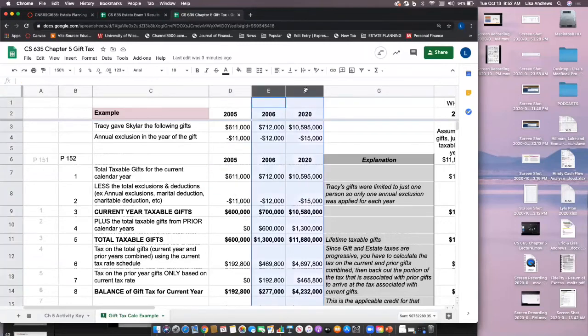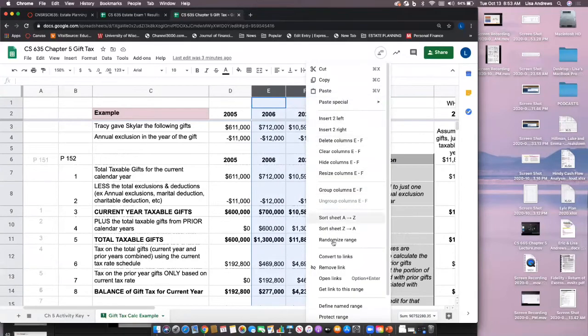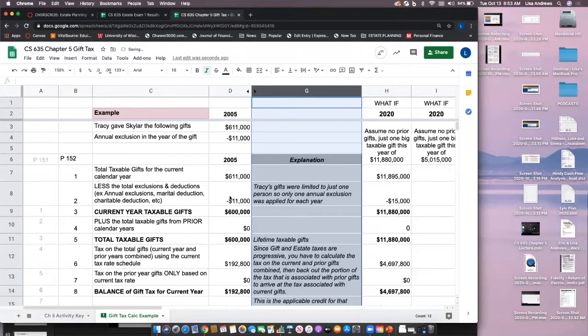Hooray. I'm going to hide these so it's not so. Hide. And so his current year taxable gifts, 600,000. He never made a taxable gift before. So his total taxable gifts, lifetime. That's what this line is. Total taxable gifts, not for the year, this is forever, 600,000.